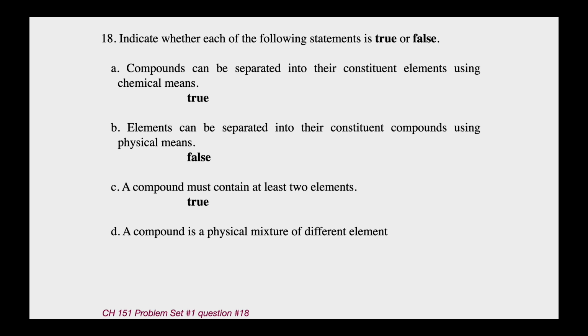Last one, a compound is a physical mixture of different elements. False. Compounds are chemical mixtures. There's bonding happening between the atoms. If they were just physical, you could use things like density and stuff in order to get them back, but that wouldn't work out. So yeah, a compound is a chemical mixture, not a physical mixture.